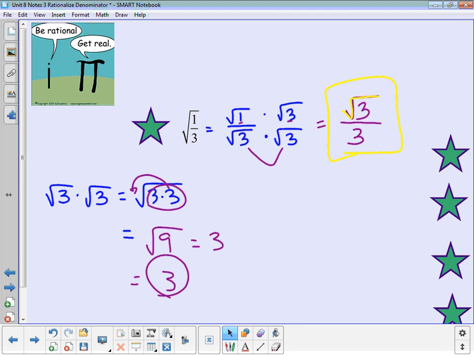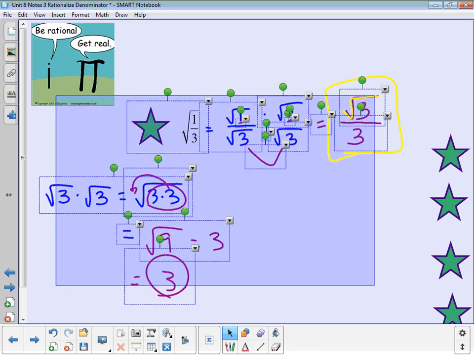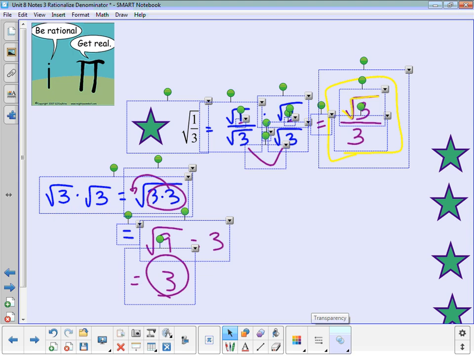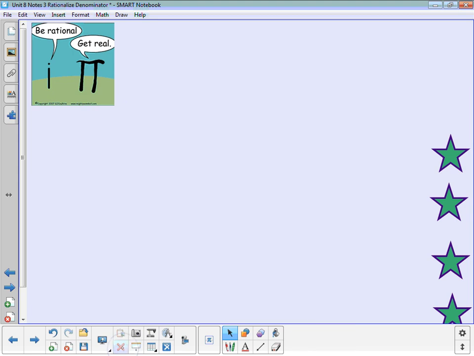Okay, let's do one more together. Square root of 27 over 15. Now, I'm willing to bet that I can take some perfect squares out of 27 and 15, or I'm at least going to try, because I know I can break both those numbers down. So let's start with the 27.